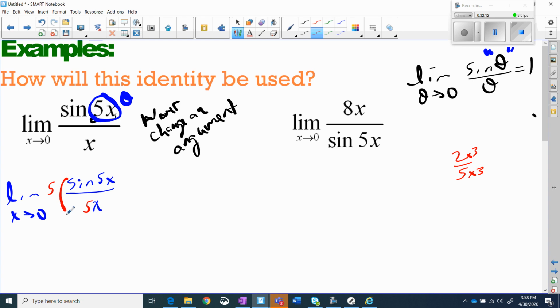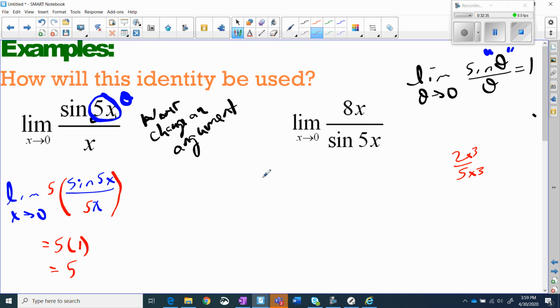Because I multiplied by 5 here, I'm also going to multiply by 5 up here. This bracket here is now this property that we have. It's the sine of theta over theta, as theta, the angle here, gets close to 0. So this is 5 from out here. This big red bracket is just equal to 1. Therefore, I know the answer is 5.